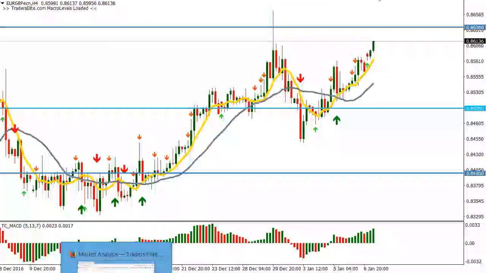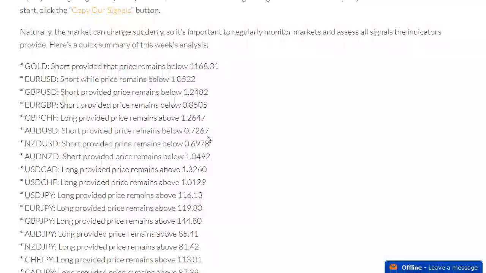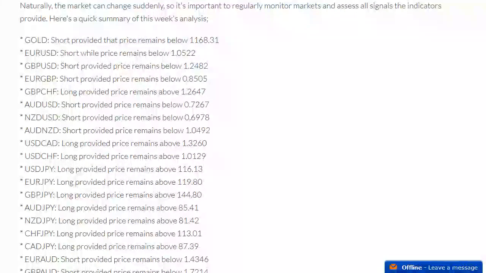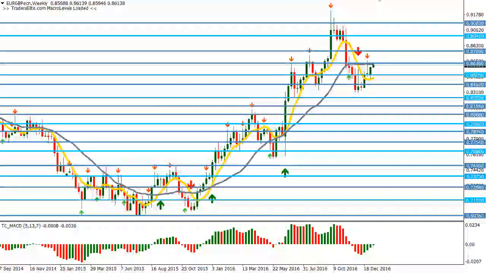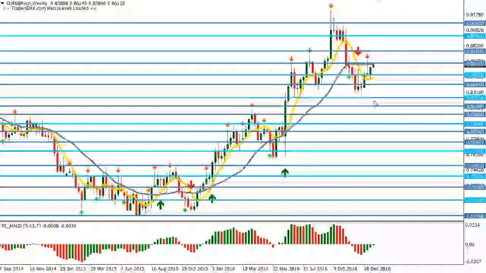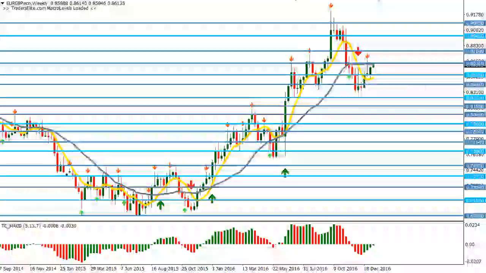Euro pound. Okay, this is an interesting one. It went a little further than we thought it would. Short provided price remains below 85.05. It actually did bust through that, and at this stage, it's looking like there could be a possibility of a reversal of trend. Now, this is on the weekly time frame, we did have that reversal, and at the time, I thought, well, this is definitely, or very likely, a start of a new trend to the downside, and it still may be. We've had that correction, and it's similar to what we've seen in other pairs, but at this stage, it's looking like it could be turning.